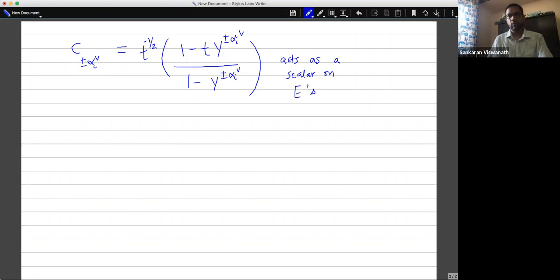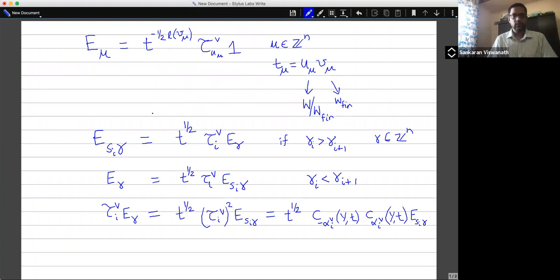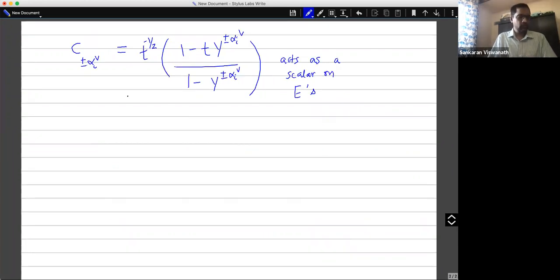So if you sort of go back and see what we have just done, the point is, if you apply tau i check on E gamma, the answer in this case is that it's just going to give you some multiple of E s_i gamma. Okay, the multiple being whatever scalar this operator acts by. Okay, and one last case. So we looked at the two cases when gamma i is bigger or gamma i plus 1 is bigger, and if they are both equal, this is case 3. In this case, one can show that.